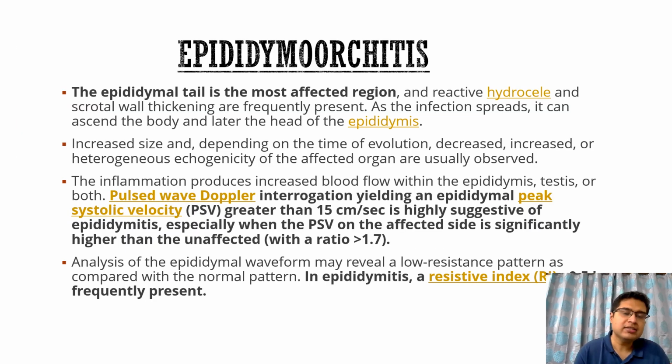In epididymo-orchitis, typical ultrasound findings include the tail region being most commonly affected initially, then it ascends to involve the body and later the head of the epididymis, and it's commonly associated with reactive hydrocele and scrotal wall thickening. On Doppler, typically there is an increase in PSV of more than 15 centimeters per second, and especially the PSV of the affected area is significantly higher than the unaffected side with a ratio of more than 1.7, and the RI is typically less than 0.5, which is seen along with a bulky epididymis.